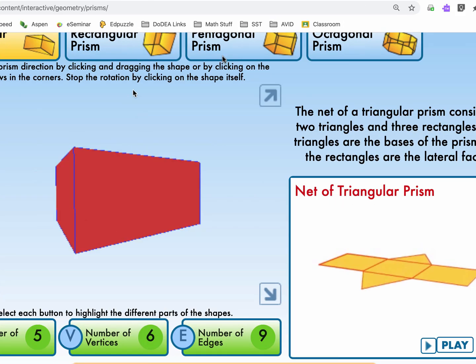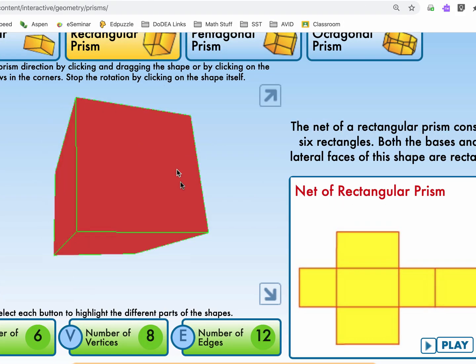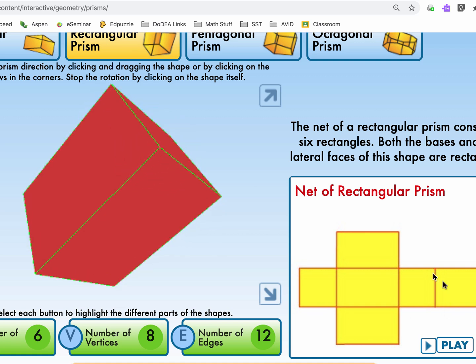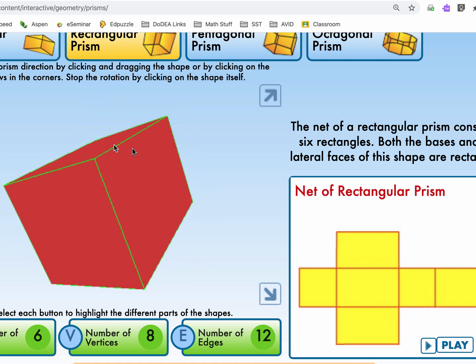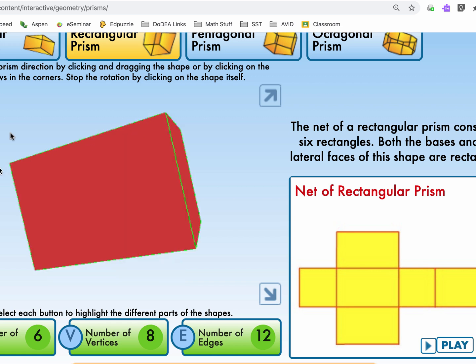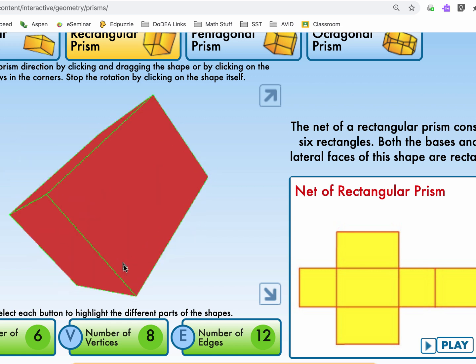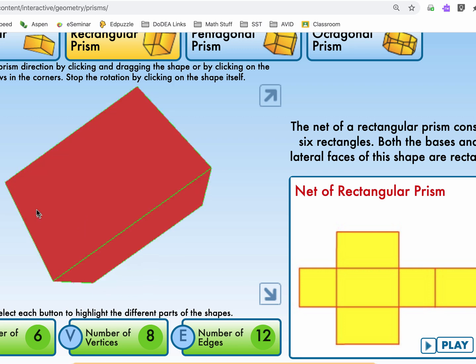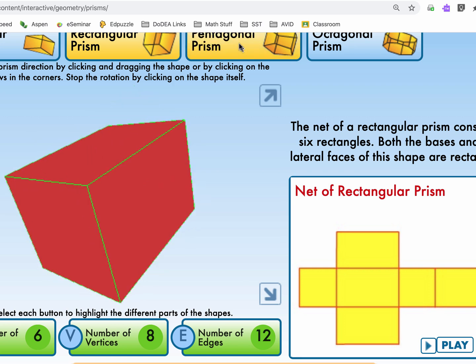Now on a rectangular prism, when all of the faces are rectangles, it really doesn't matter which one is the base and which one's not the base. So any face on a rectangular prism could be the base.